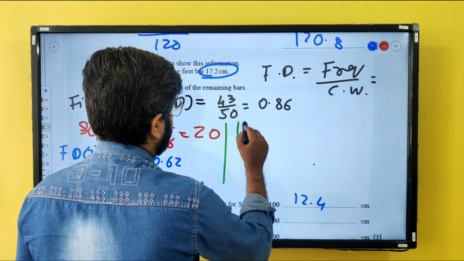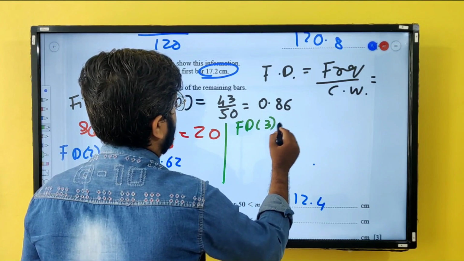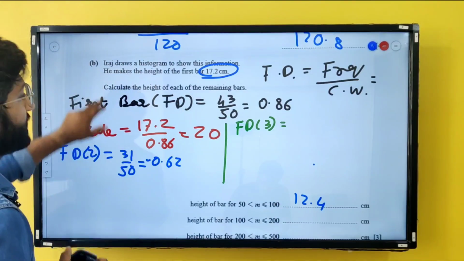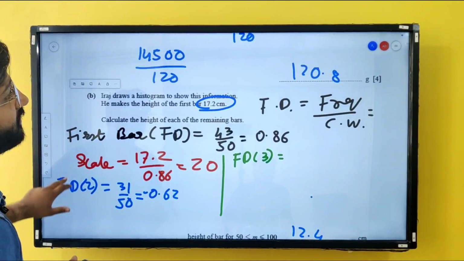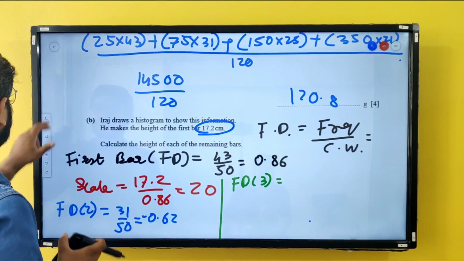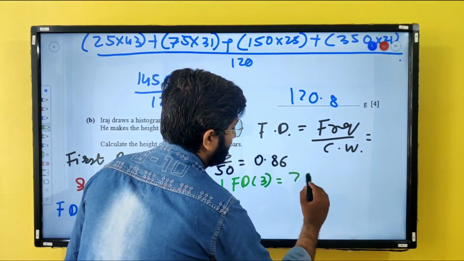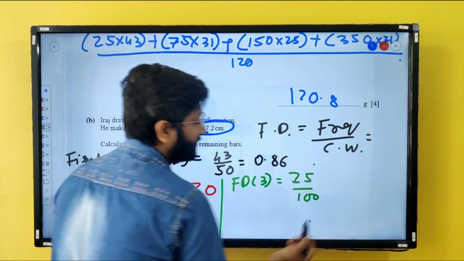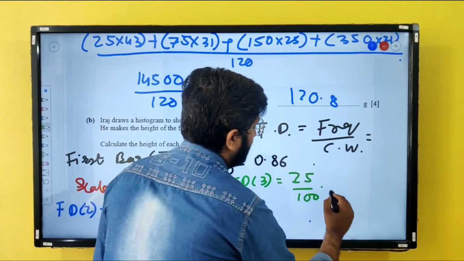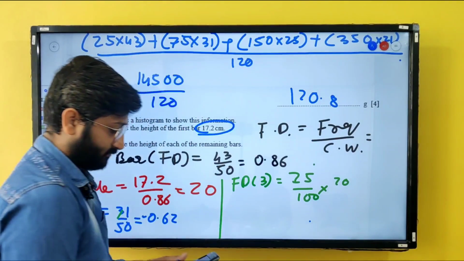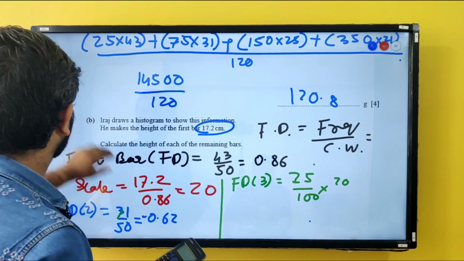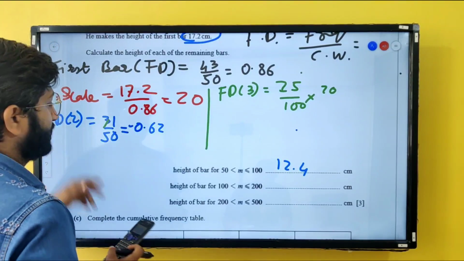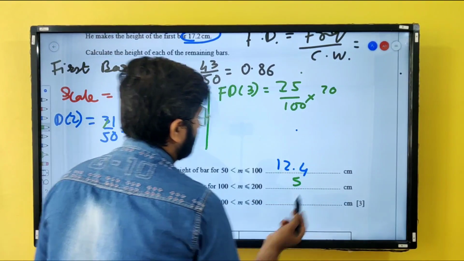Now let us find out the frequency density for the third bar. Frequency is 25, class width is 100. So 25 upon 100. This is my frequency density, and I have to multiply this with 20. So I think this is pretty easy. 5. The height is going to be 5 centimeter.